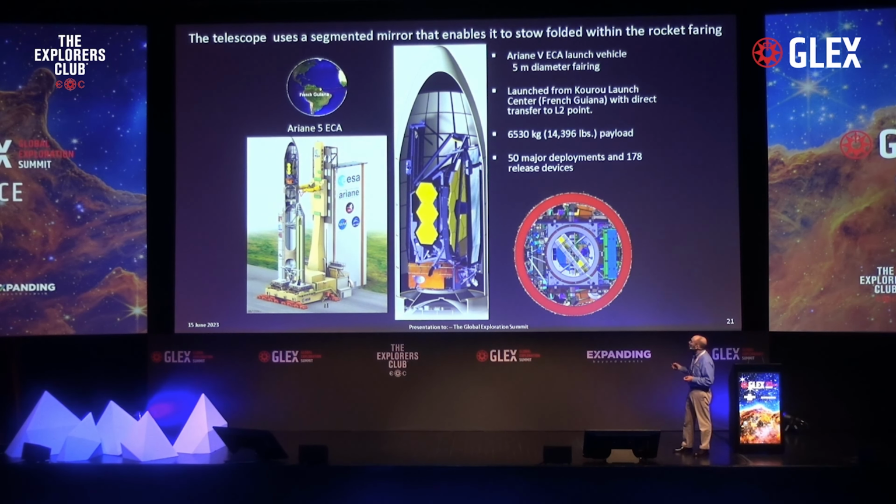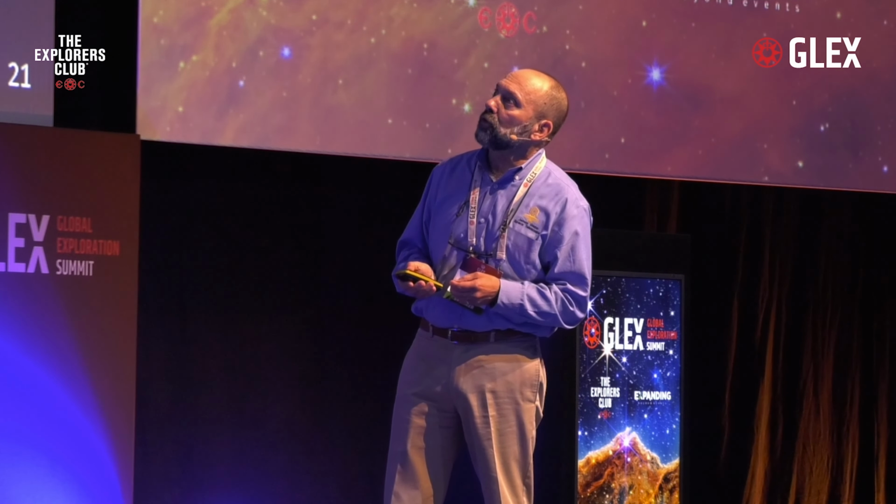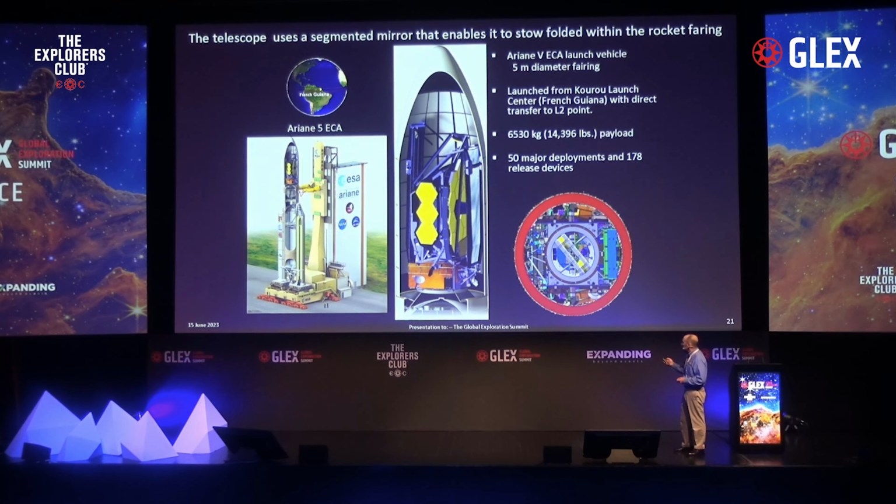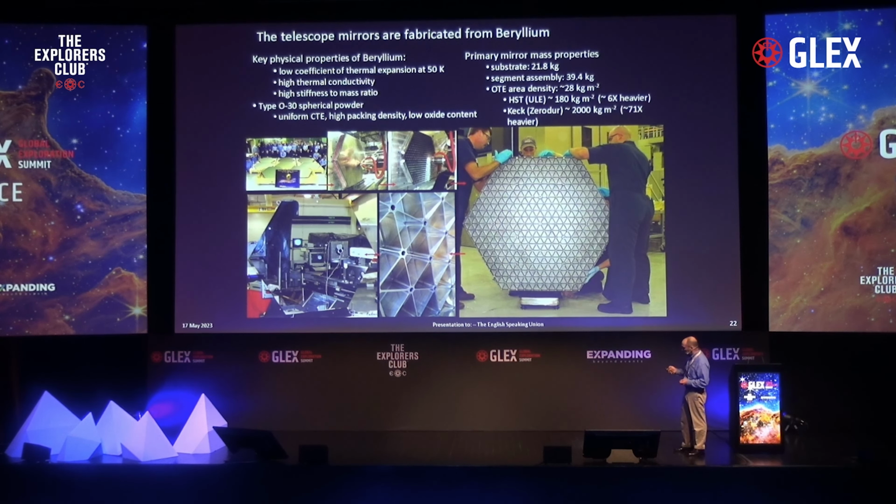This is an end view, so you can see there's not a lot of leftover space in there. This rocket is not launched from Florida. It's launched from Kourou Launch Center in French Guiana, which is on the east coast of South America. The Webb payload was 6.5 metric tons, and the origami involved in unfolding this telescope involved 50 major deployments and 178 release mechanisms, every single one of which was a single point of failure for the whole mission. Despite that, NASA let us actually proceed with this.